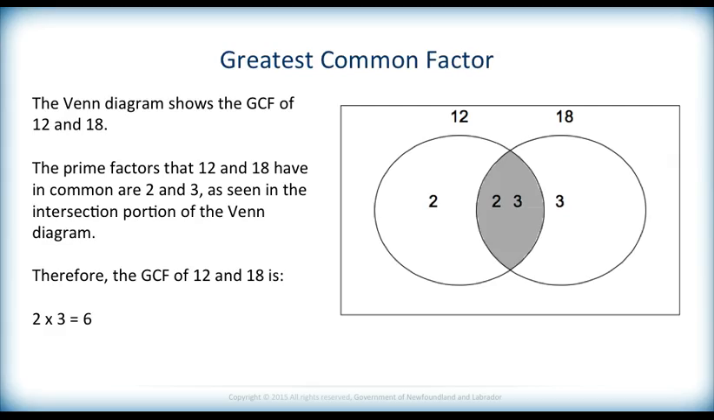As we can see from this example, we have the numbers 12 and 18. Prime factorization has already been completed, and we can see the prime factors for 12 will be 2, 2, and 3. The prime factors for 18 will be 2, 3, and 3. However, in order to find the greatest common factor, you will only need to multiply the common prime factors. Therefore, the greatest common factor of 12 and 18 is 2 times 3, which is equal to 6.